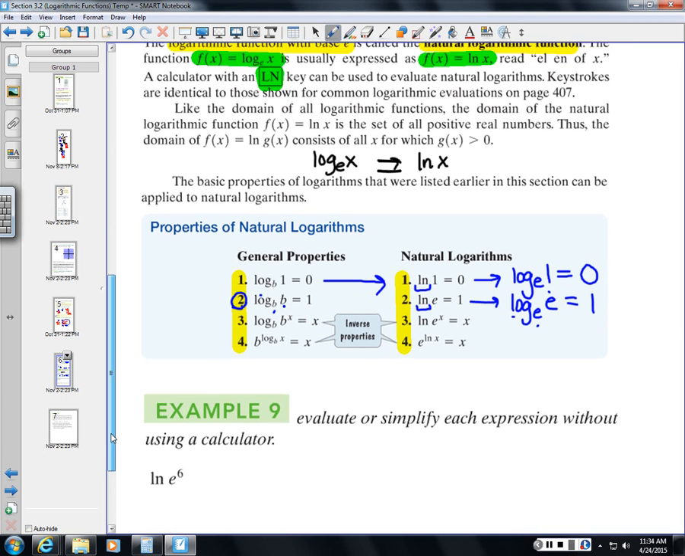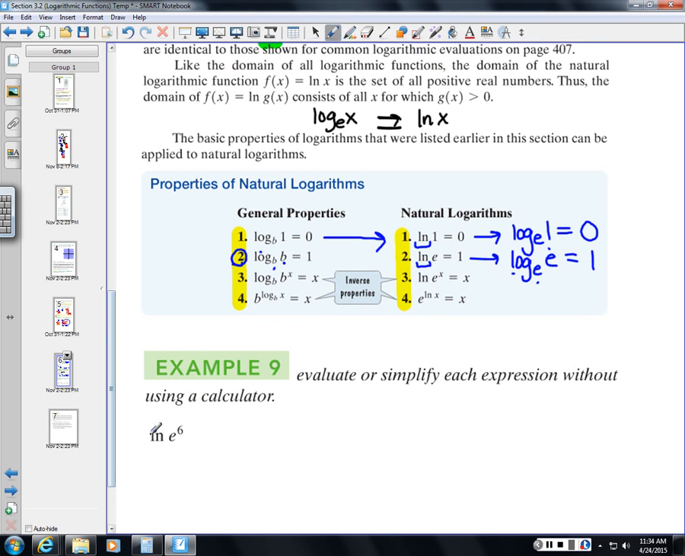So looking at example 9, ln of e to the 6th power, well, since ln of e is just 1, your answer is just 6 here.